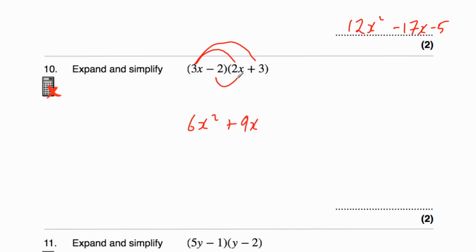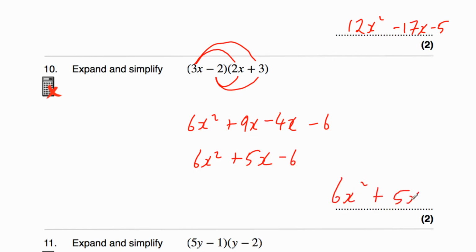Then we've got minus 2 times 2x. Well, minus 2 times 2 is minus 4, so that's going to be minus 4x. And then we've got minus 2 times 3, well, that's going to be minus 6. And then simplifying our terms in the middle, we're going to have 6x squared. We've got 9x take away 4x. Well, 9x take away 4x is 5x, so plus 5x minus 6. So the answer would be 6x squared plus 5x minus 6.